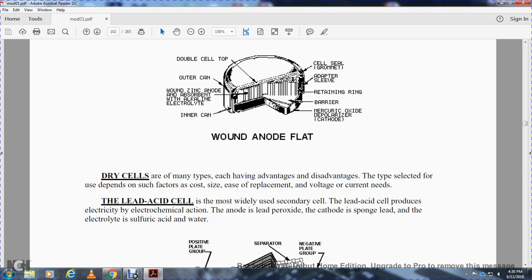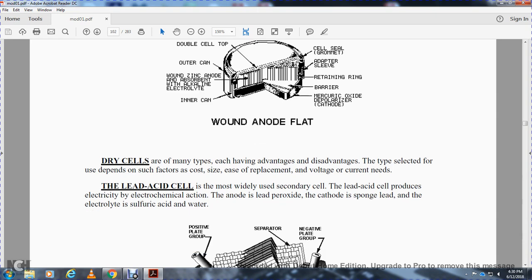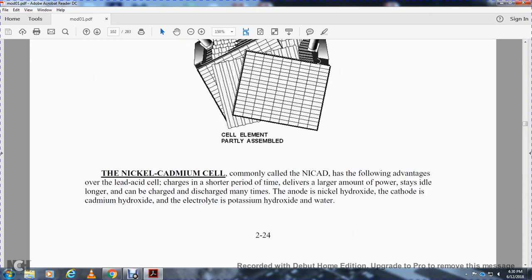The lead acid cell, a secondary cell, produces electrochemical action with the anode lead peroxide, the cathode sponge lead, and the electrolyte sulfuric acid and water.